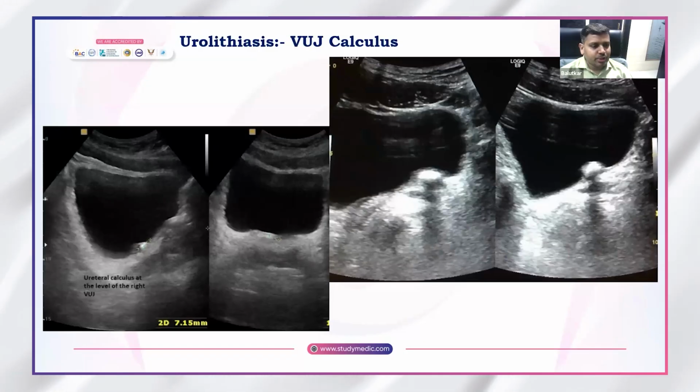This is how a VUJ calculus looks. Many a time a VUJ calculus can be very tiny, maybe up to 2 to 3 mm. So you have to be very careful for diagnosis. To rule out VUJ calculi, you have to put the probe in the suprapubic region in a transverse fashion and try to localize the VUJ and then try to trace the distal ureter.